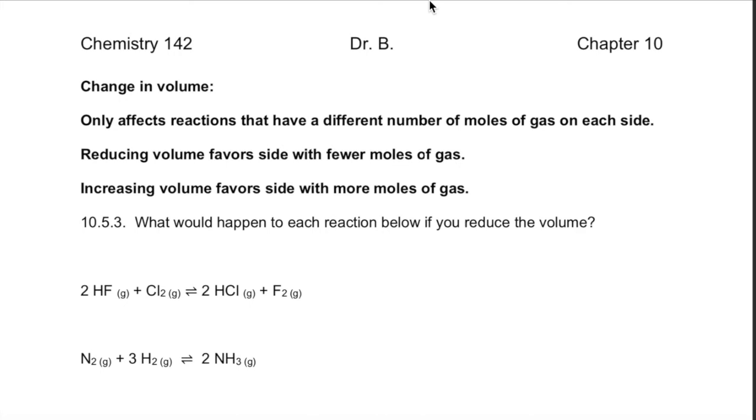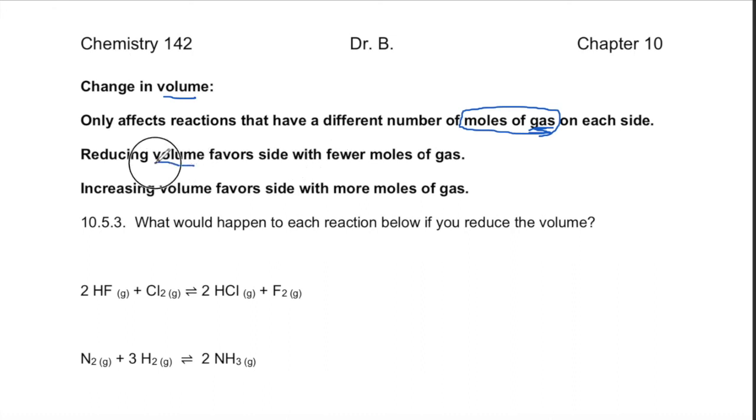Okay, so changing volume is a little bit different from changing temperature. Now we're not going to care whether the reaction is endothermic or exothermic. We are going to care about the number of moles of gas on each side. Changes in volume affect gases a lot more than liquids or solids. If you compress gases, the volume can change. If you squeeze on liquids or solids, the volume doesn't really change that much. So gases are most affected by changes in volume.